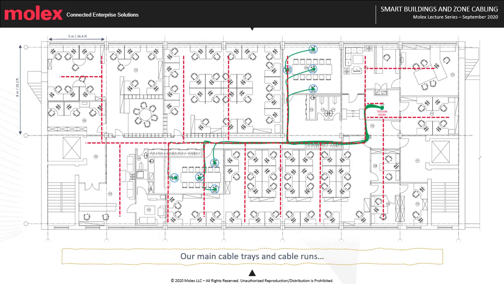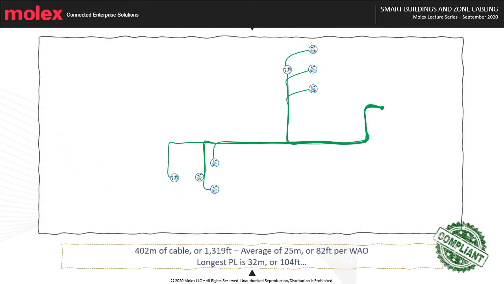Our cables obviously will follow our main cable trays, our main cable runs, and in the end we have a total of 402 meters of cable or 1,319 feet. That is an average of 25 meters or 82 feet per work area outlet. And our longest PL is 32 meters or 104 feet. We can say our design here again is standard compliant.